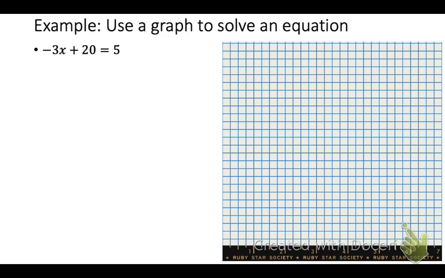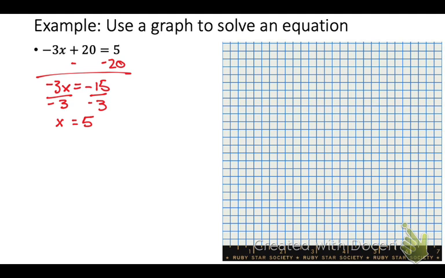I would subtract 5 from each side. How about subtract 20? Wouldn't I subtract 20 and then just divide? So subtract 20, I get negative 3x equals negative 15. And then what? Divide by negative 3. So x equals 5. So we better get x equals 5 as my solution, yes?